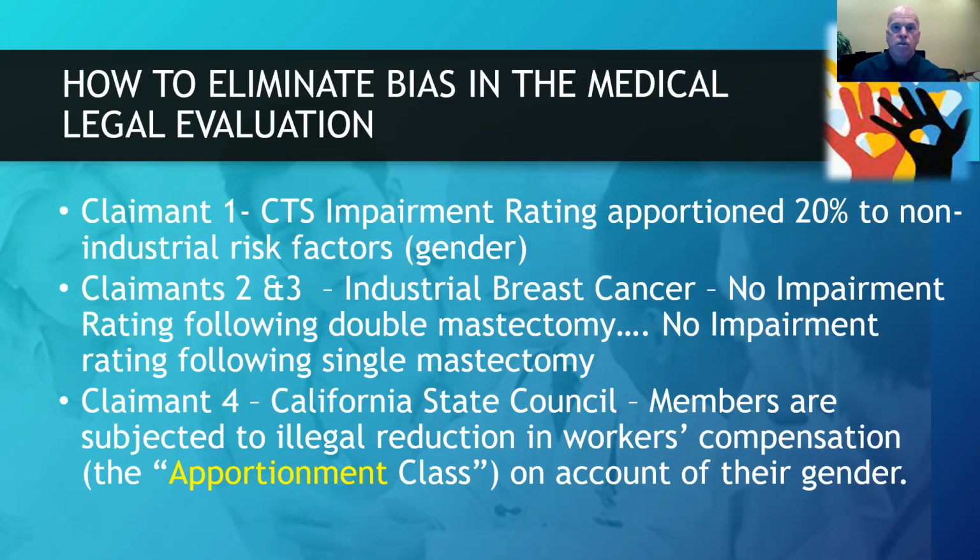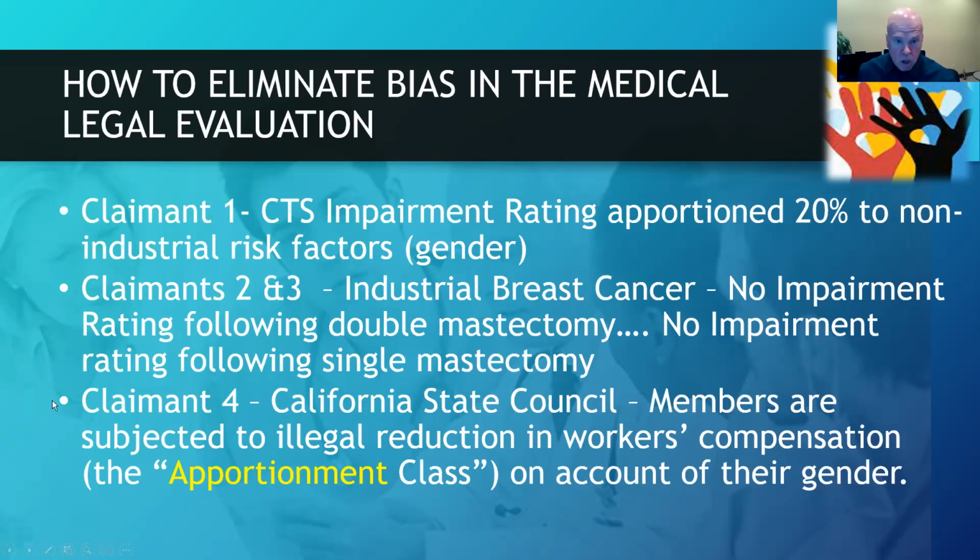And the qualified medical evaluator opined that, well, women commonly get carpal tunnel syndrome, especially postmenopausal women. And this woman was a postmenopausal woman. And he concluded that because she was a postmenopausal woman, she had a predisposition or a predisposing condition that was causing some of the permanent impairment at the permanent and stationary date.